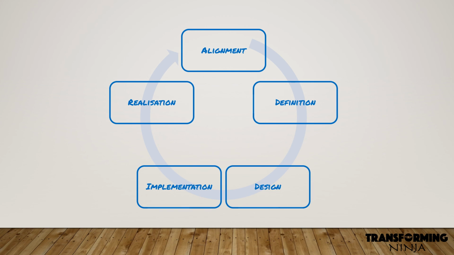Implementation is ensuring that everything is set for go-live to give the change the best chance of embedding. Realisation is a post-implementation assessment of whether the change is embedded and whether it achieved its objectives and goals.